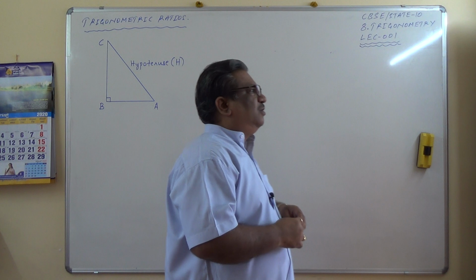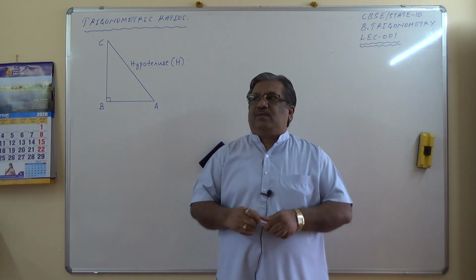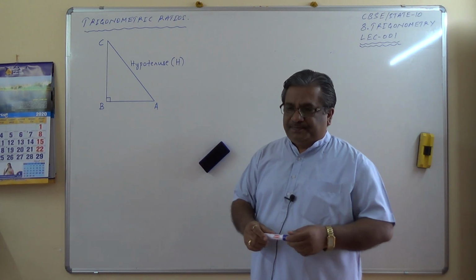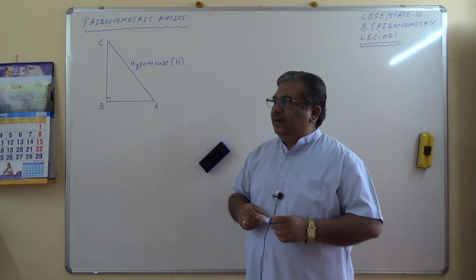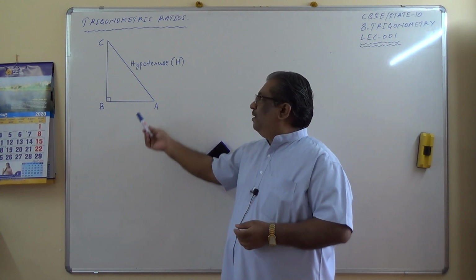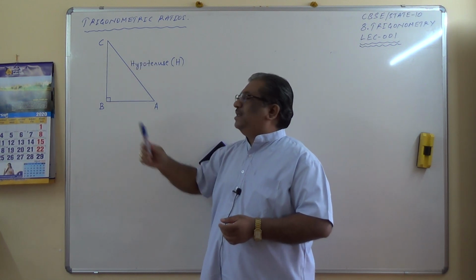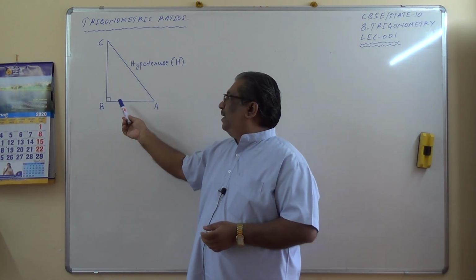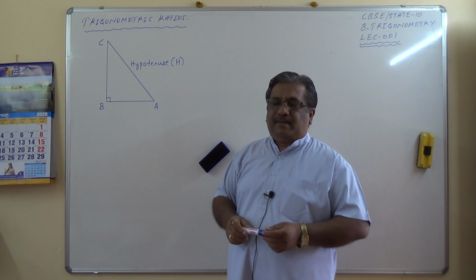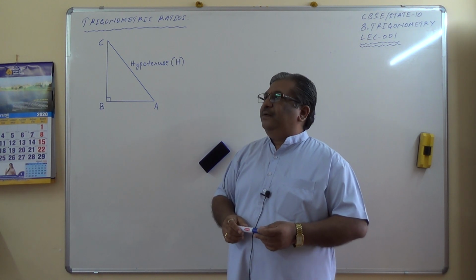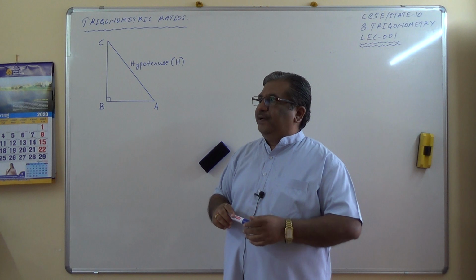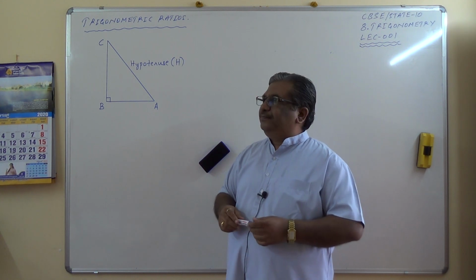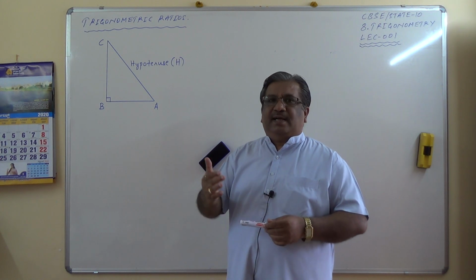What about the other two sides? Which is the perpendicular and which is the base? Some of you are thinking now, AB is a base and BC is a perpendicular. Some of you are thinking, why can't BC be a base and AB a perpendicular? See, there are a couple of terminologies: perpendicular, base, one set, and similarly opposite side and adjacent side.